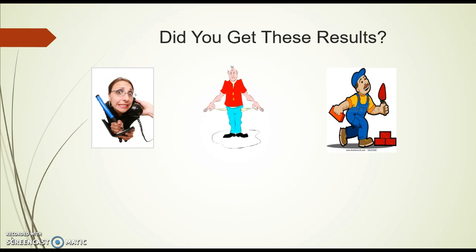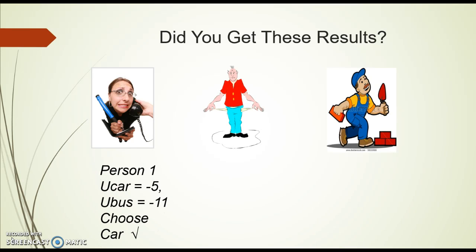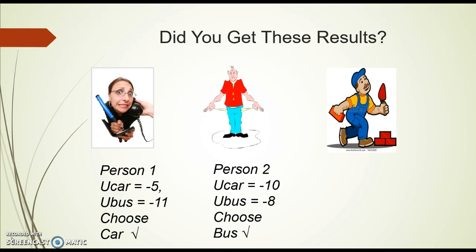So now we're back. Well, let's see if you got the results that we came up with. What we found is that person 1, Busy Betty, has a U car of -5 and a U bus of -11, so she will choose car, the least negative consequence. Person 2, who is Broke Barry, has a U car of -10, a U bus of -8, so he will choose bus. Best alternative for him.